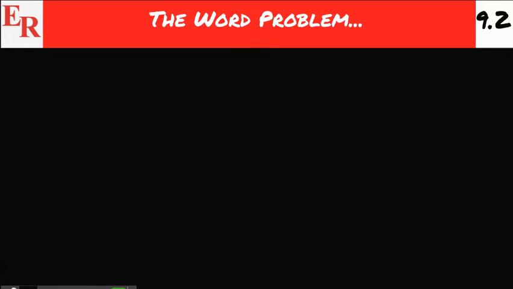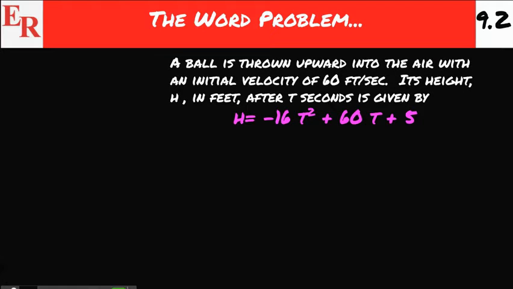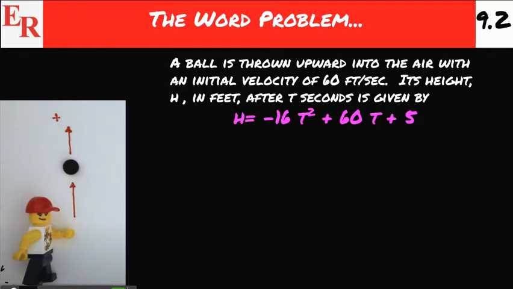In this section, we're going to discuss the word problems that go with our quadratic functions and their graphs. Usually it's something being thrown or launched. It says a ball is thrown upward into the air with an initial velocity of 60 feet per second. Its height, h, in feet after t seconds is given by the equation h equals negative 16t squared plus 60t plus 5. This is a quadratic because of the second degree, and the equation is given to you.